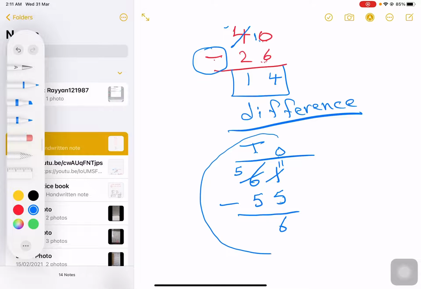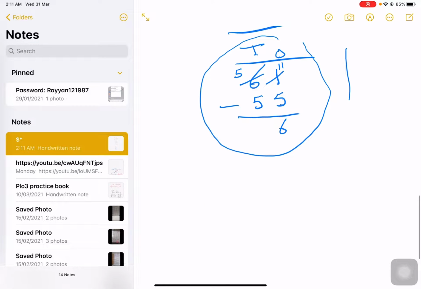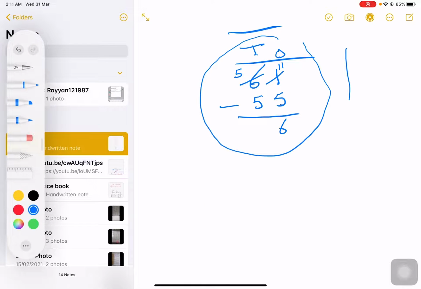If you are solving this way, we call it vertical. Sometimes they write the question horizontal. For example, they write 64 minus 27. If the question is written like that, it is horizontal. Horizontal means across. Now I will do it and make it vertical.